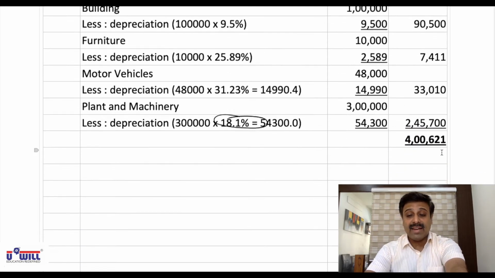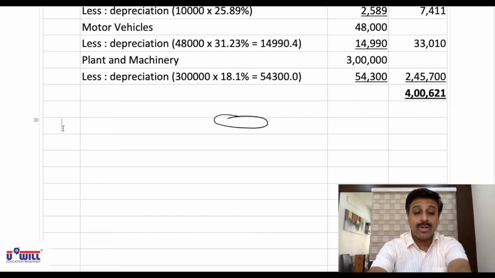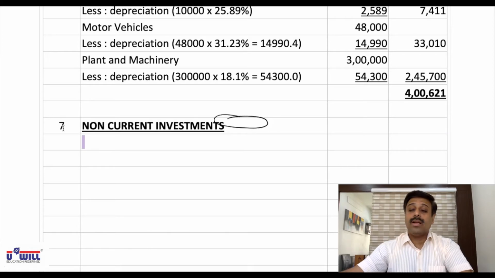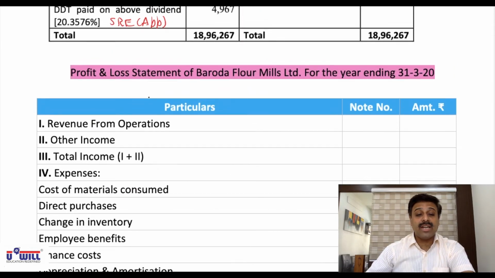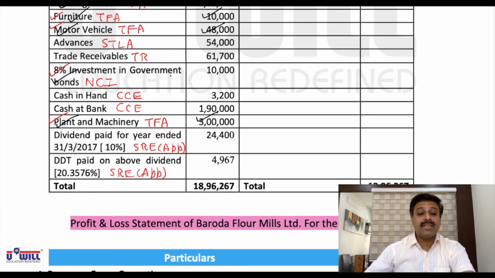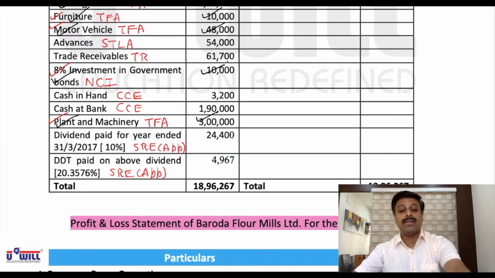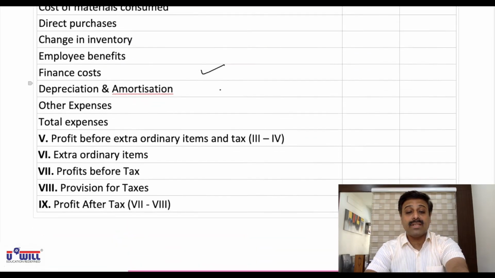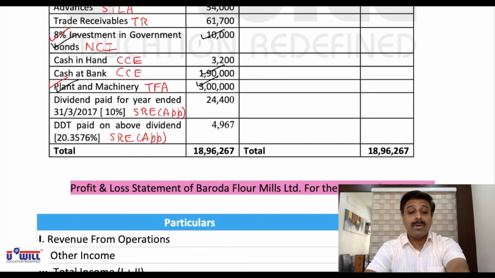investments. Directly after that we'll make the 7th note of non-current investments. Now non-current investments, all of you see which item is given to you. NCI marked item. 8% investment in government bonds, 10,000. And tick is there means there is a disclosure. So first let us write this 8% government bonds of what amount? 10,000.